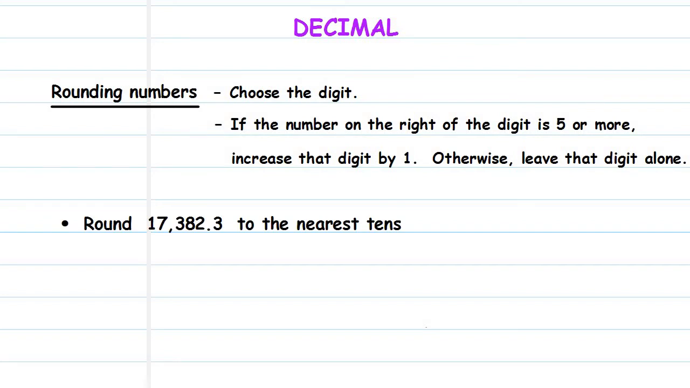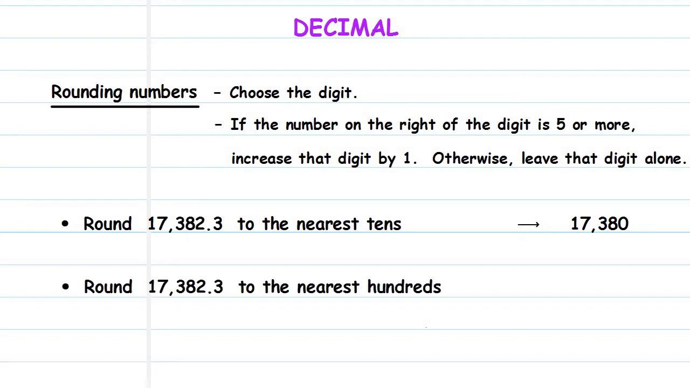For this one, let's round 17382.3 to the nearest tens. First, we have to choose the digit, and we are interested in the tens digit. And it is the number 8 in this case. The number on the right of 8 is 2, which is less than 5. So we're going to leave the number 8 alone, and the rounded number is going to be 17380.